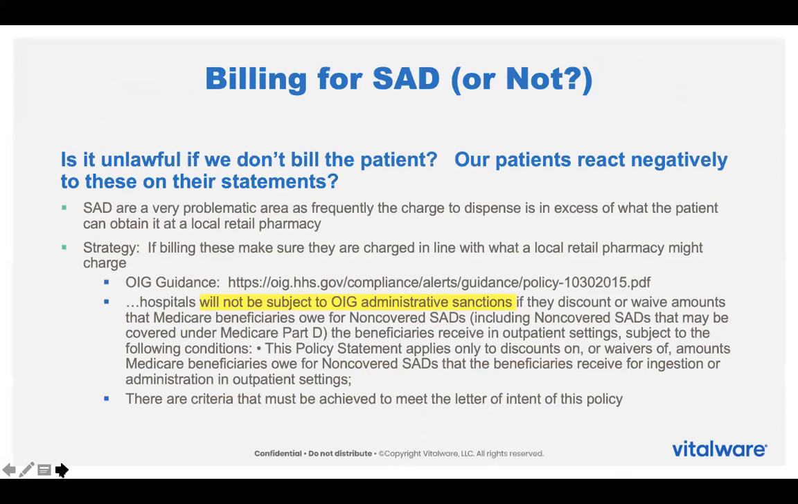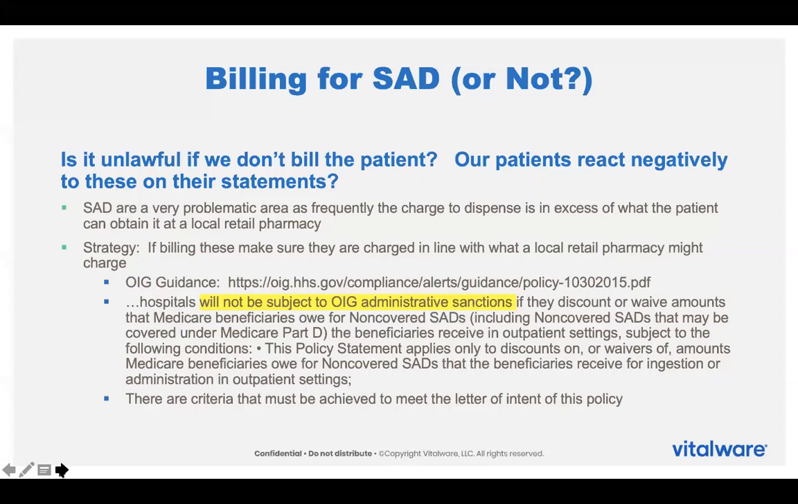When you bill for it, patients react negatively due to that pricing. So one of the things that happened recently, not too long ago, is the OIG said in alert guidance policy that hospitals will not be subject to administrative sanctions, meaning OIG will not pursue this if they discount or waive what the Medicare beneficiary owes for non-covered drugs. For a long time, it was considered to be a waiver of copay or deductible or other matter under the Medicare program. OIG said, okay, we're not going to pursue this. It's a huge client dissatisfier of the Medicare population that are voting members of society.